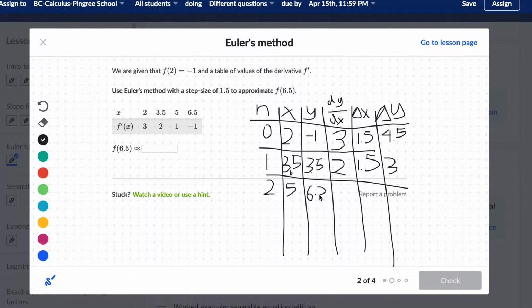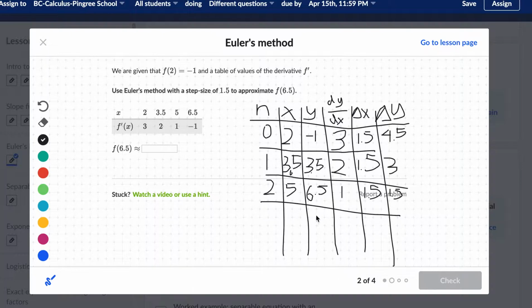Sorry, I cannot write faster. And then my dy dx, I look up here, and at 5, it's a change of 1. And again, I'm multiplying by 1.5. And I get then 1.5. So again, that's my change in y. My change in x is also 1.5.